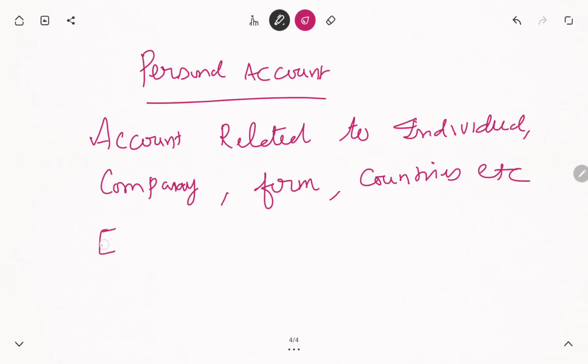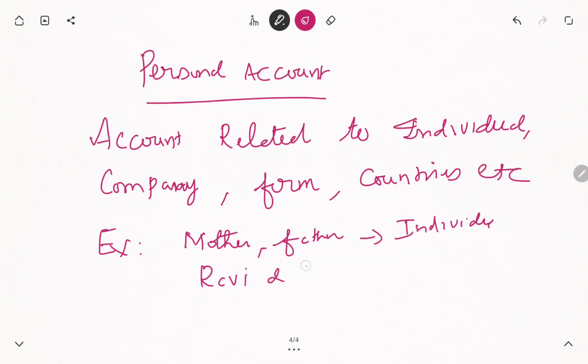Examples: mother, father come under individual, and company name Ravi and Co. Like this. Countries: India, Canada, England. These all come under personal account.